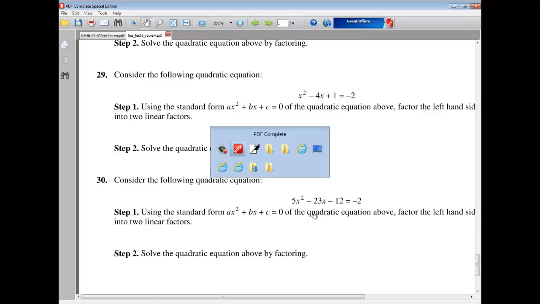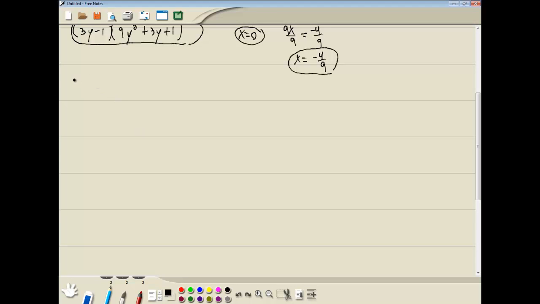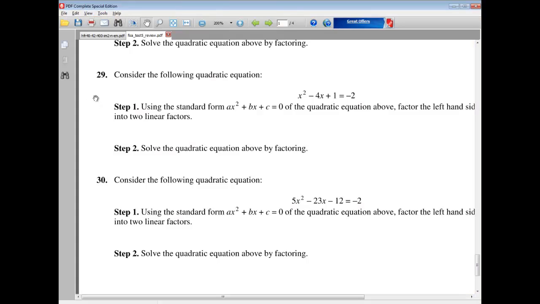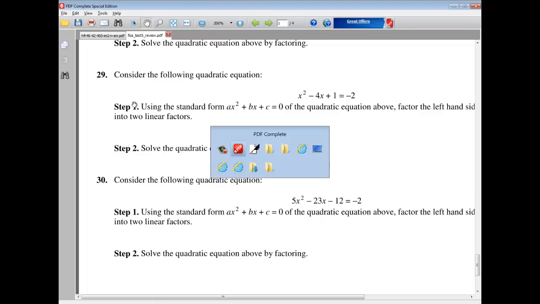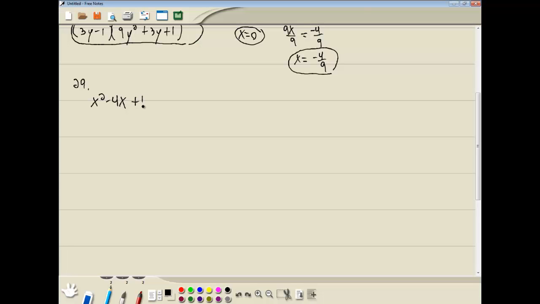Now let's take a look at this one. Got x squared minus 4x plus 1 equals negative 2. Now, zero factor property says we have to get 0 on one side. So first thing I'll do is take that negative 2, move it over. So we're going to have x squared minus 4x plus 1 plus 2 is equal to 0, or x squared minus 4x plus 3 equals 0.